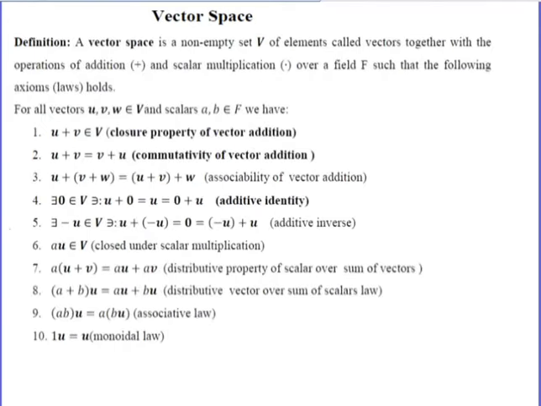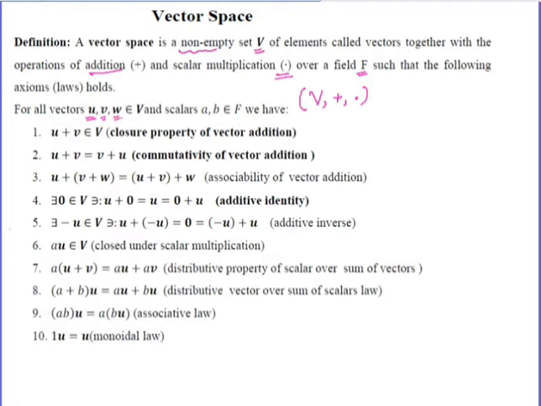This is the definition of a vector space. A non-empty set V with the operations addition and scalar multiplication over a certain field F is called a vector space when it is a non-empty set V together with two binary operations, addition and scalar multiplication, and it satisfies these ten properties.